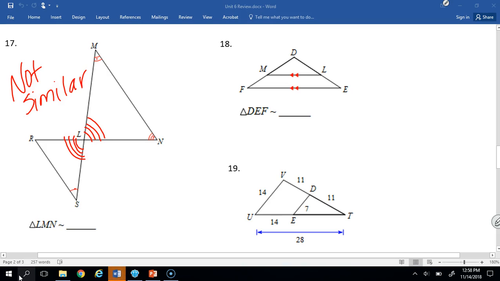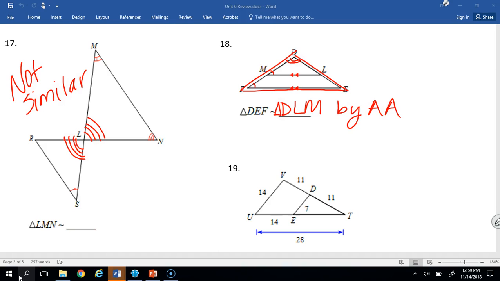Number 18. Again, here we have 2 parallel lines, and we have that because we have arrows on them. These 2 triangles share an angle up here, and this angle over here, F and M, are congruent because they're corresponding angles. So we could say that these two triangles, DEF, and DEF is here, DEF right there, is similar to DLM, which is that top triangle, and they are similar by angle, angle, because we don't have any sides for this one.